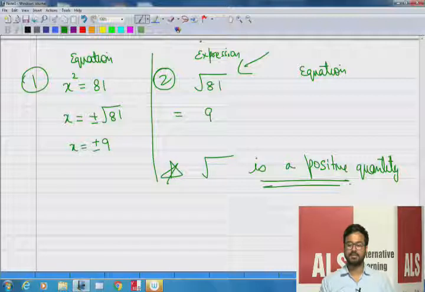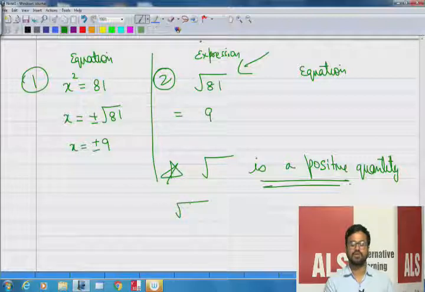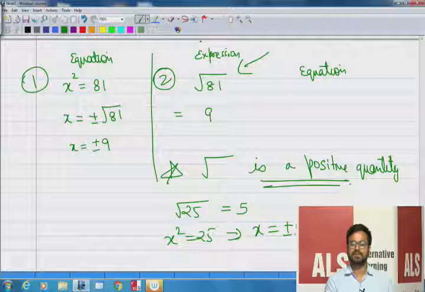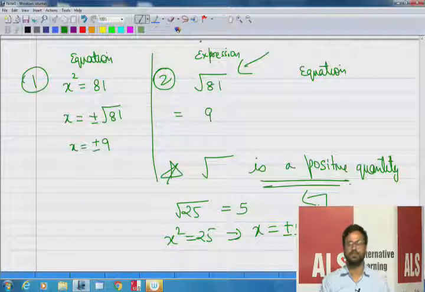Getting this? So always remember, whenever the square root symbol is there, only expression, like if I ask you what is root 25, so root 25 is only 5. But if I say x square is equal to 25, then it means x is equal to plus minus 5. This is the difference between these two questions. Whenever there is an equation, it will open as plus and minus, and when there is an expression, it will be only positive. Is this clear? This difference between these two?